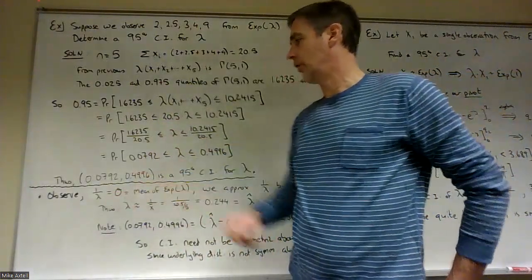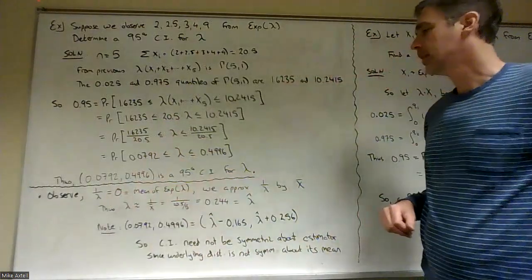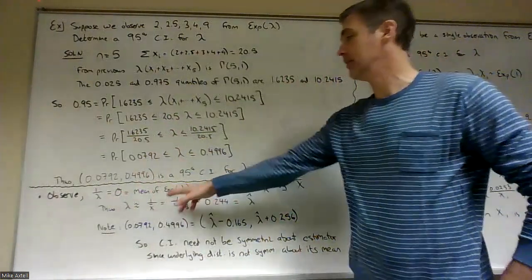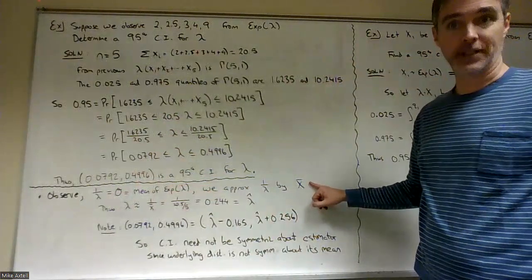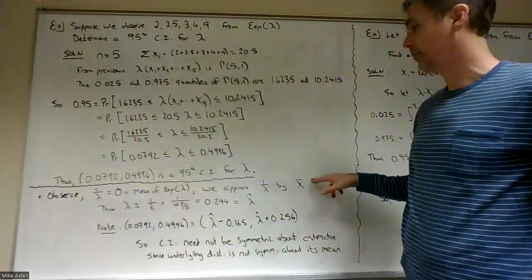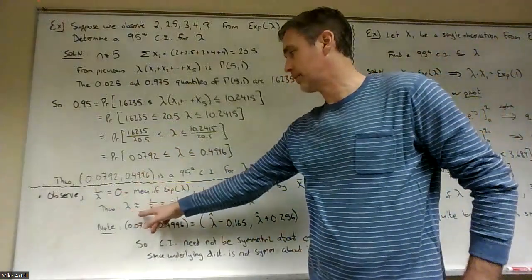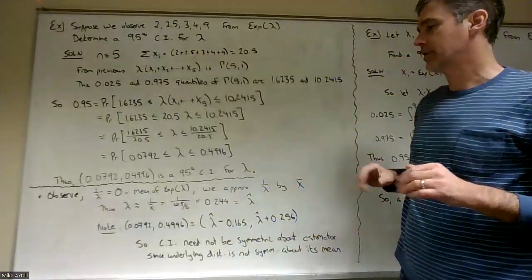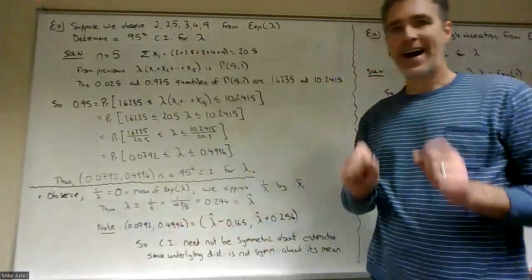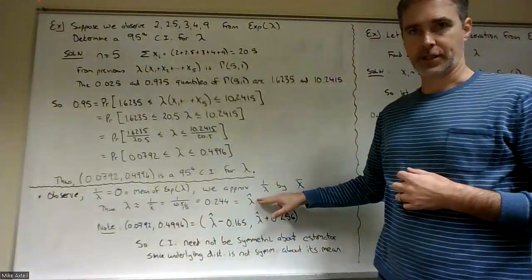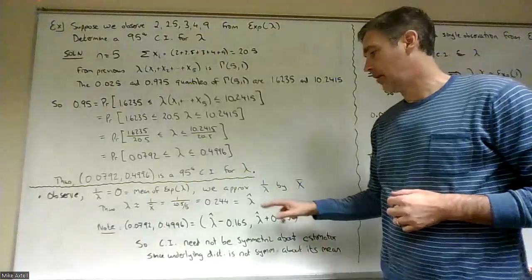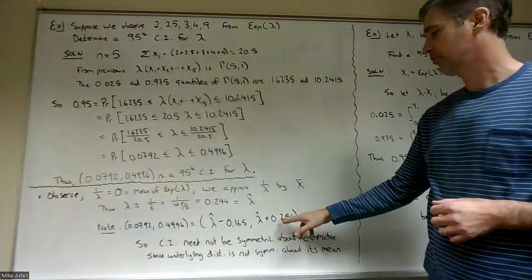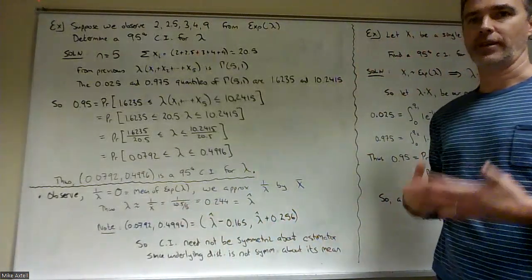Now, something to note. 1 over lambda, we often called theta, and that was the mean of the exponential distribution. And so one great way to estimate the mean is to just do the sample mean. We know that's an unbiased estimator. So I could approximate 1 over lambda by x bar, and thus lambda would be approximately 1 over x bar, which is 0.244, okay? And the only reason I bring this up is this confidence interval is not symmetric about our estimator of lambda. That confidence interval is lambda hat minus 0.165 and lambda hat plus 0.256.